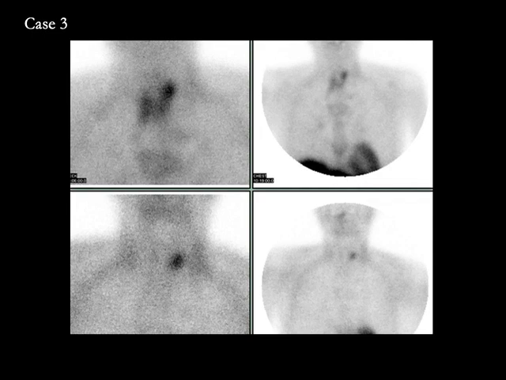Case number 3, here the abnormal finding is at the superior pole of the left lobe of the thyroid, seen here on the early image, and seen here on the delayed image when the activity in the thyroid washes out, but the parathyroid adenoma remains.